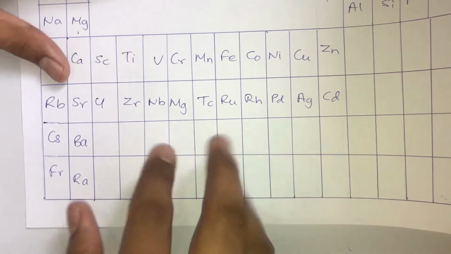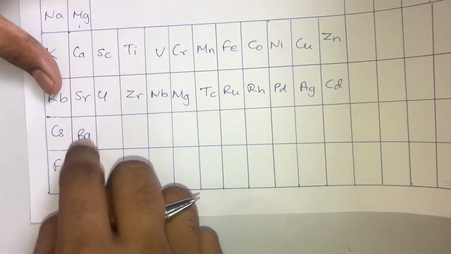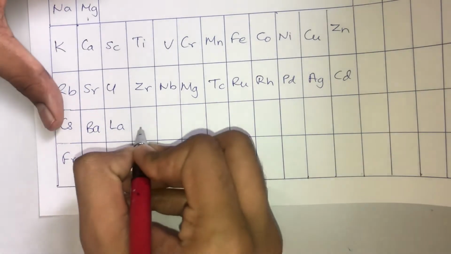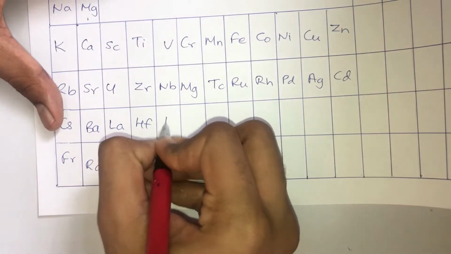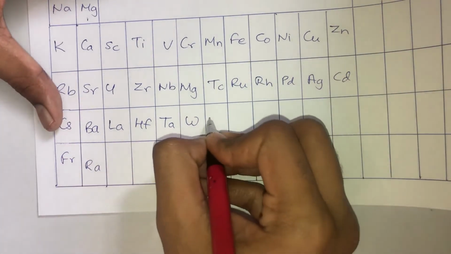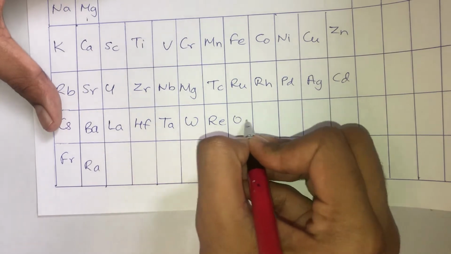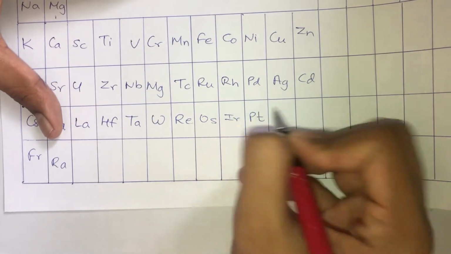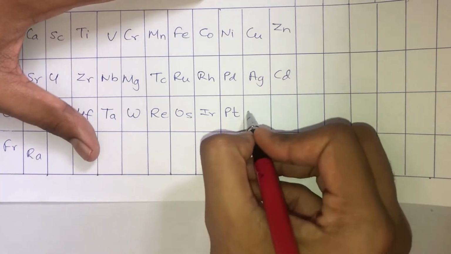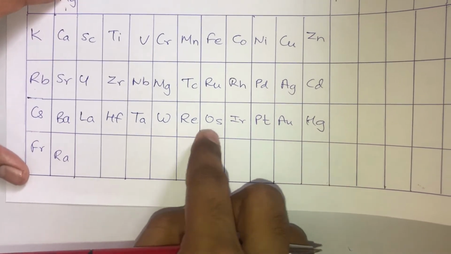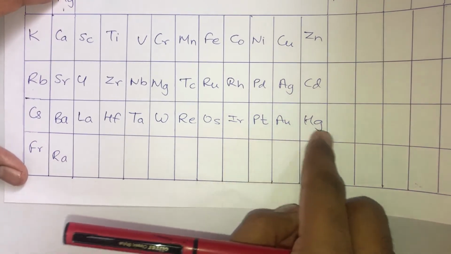Okay, now moving ahead to the second last period, that is nothing but the sixth period. ला हफ्ता, वरना, रहमान, उस्मान, इरफान, पिटेंगे और हंसेंगे. Okay, so ला हफ्ता, वरना, रहमान, उस्मान, इरफान, पिटेंगे और हंसेंगे.